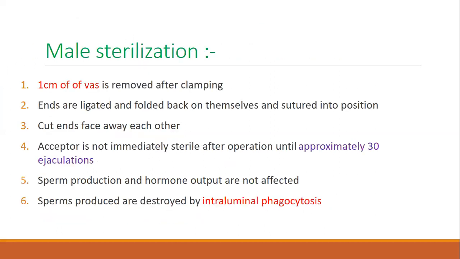Then male sterilization. One centimeter of vas is removed after clamping. Ends are ligated and folded back on themselves and sutured into position, so the cut ends face away from each other. The acceptor is not immediately sterile after the operation, until approximately 30 ejaculations. Sperm production and hormone output are not affected in this method. Sperms produced are destroyed by intraluminal phagocytosis.